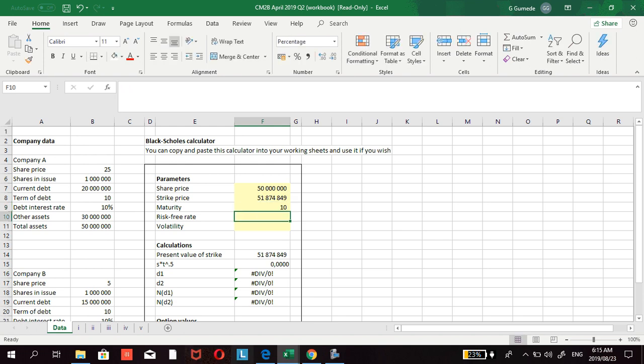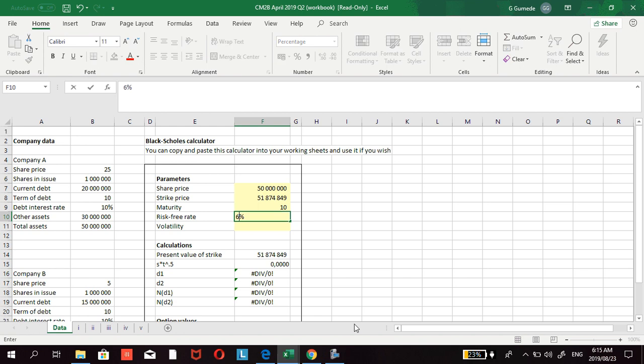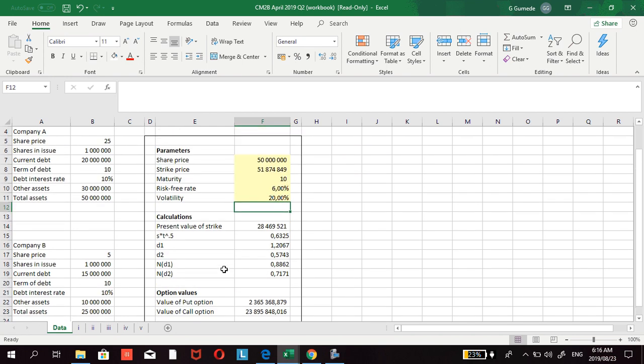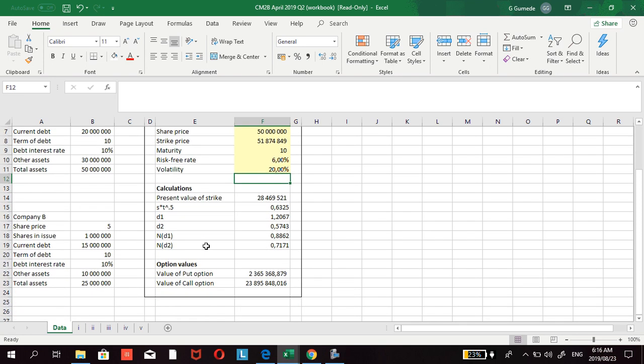The risk-free rate, the examiner told me, is 6%. So I'm going to come here and substitute 6%. Now I'm just going to get a value for my volatility, which is what I'm looking for. Now, remember, you will be interested in the value of the call option here, because what the shareholders of the company get can be valued as a call option.